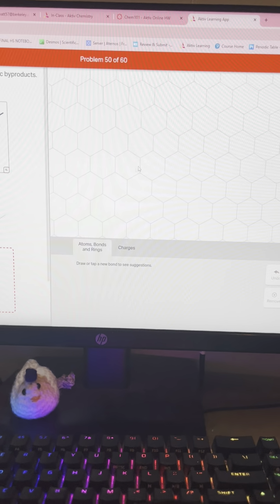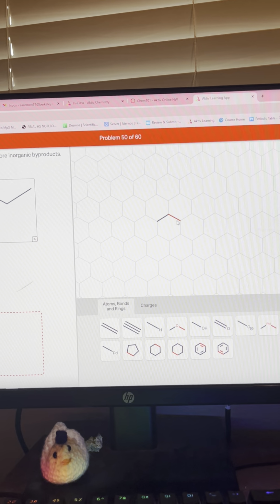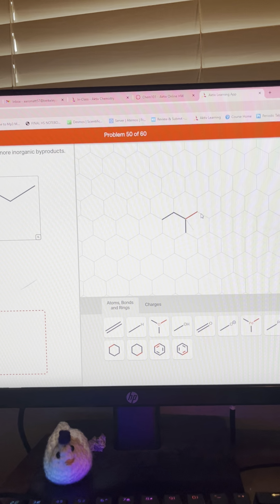This one is the same thing, hydrogenation reaction. So just recreate it. 1, 2, put one down there, like that.